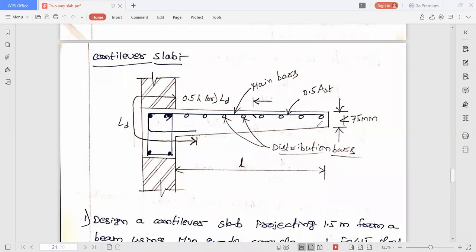Okay, another example, if you have a balcony projecting from a building. Everybody knows what you mean by a balcony. Balcony is not a room space which is inside your building. Outside the building, projecting out, then it is called a balcony, right? So that balcony slab is also one of the examples of a cantilever slab.